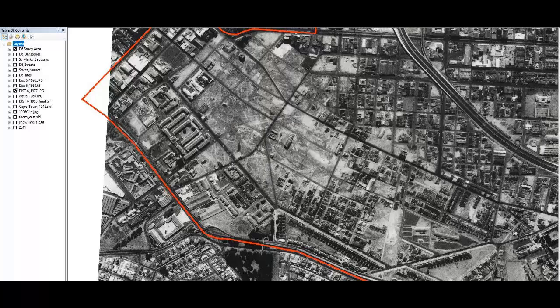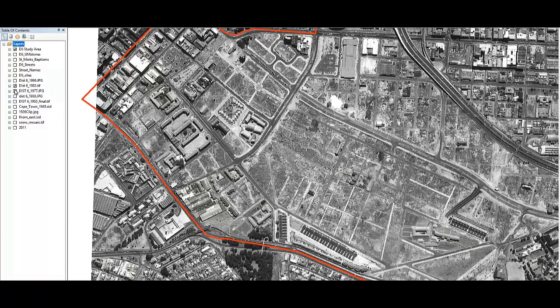Let's go further to 1983. In 1983, the full force of the destruction can be observed. District 6 was demolished, and by this time more than 60,000 people were forcibly removed. It looks like a war zone.